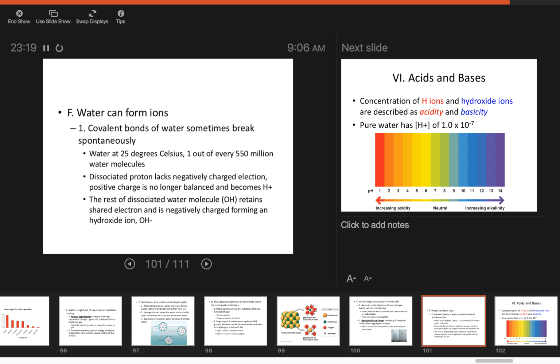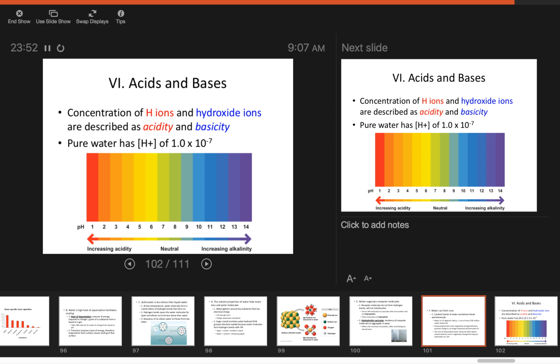Okay, water can form ions. Covalent bonds of water sometimes break spontaneously. They can be bent, but then sometimes they just dissociate like this with no bonds, and then they'll reform bonds, and then they'll dissociate, and so on and so forth. So water has this amazing ability to do that. So it says water at 25 degrees Celsius, 1 out of every 550 million water molecules will spontaneously break and reform. How come we don't see it? So small.